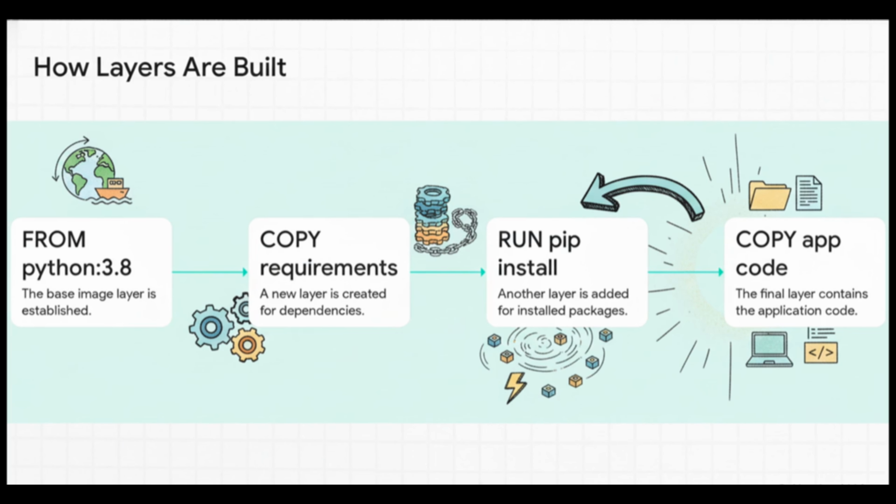First, the FROM instruction lays down our base layer. Then, we copy our requirements file. Boom, that's a new layer. Then we run pip install, you guessed it, another layer. And finally, we copy all of our application code.